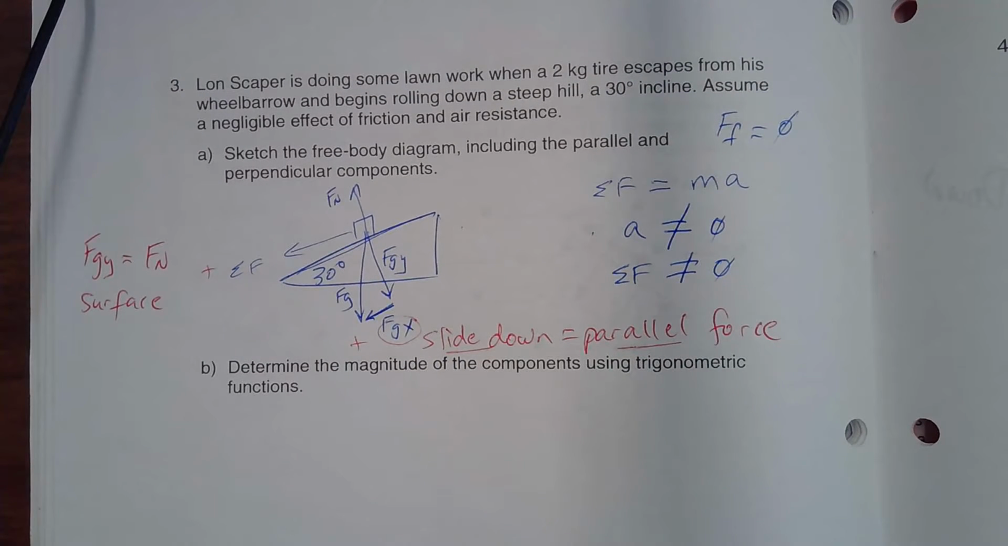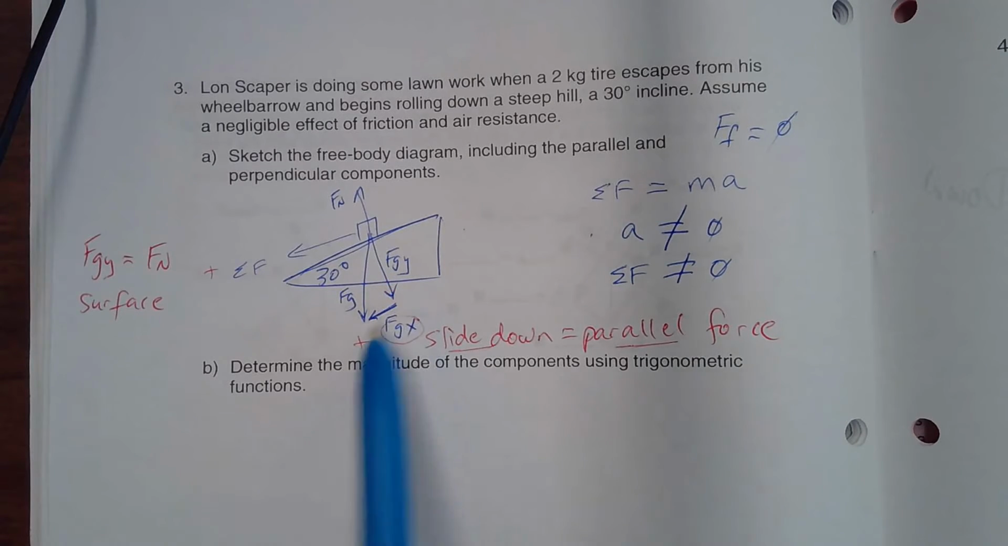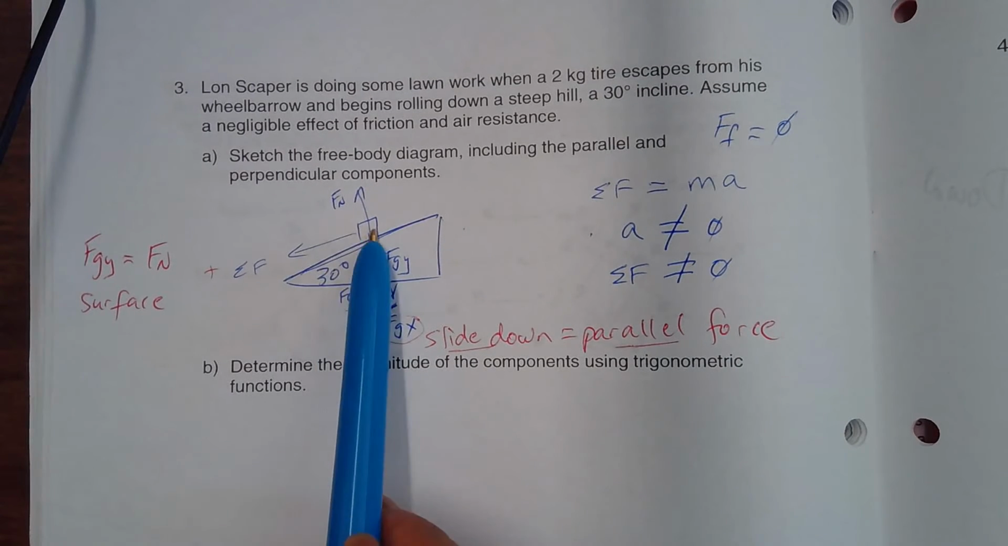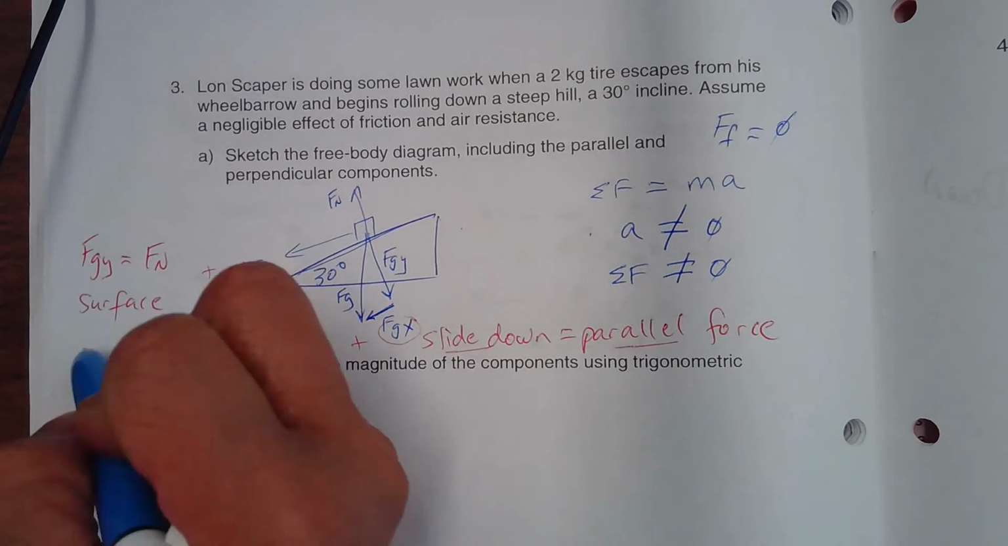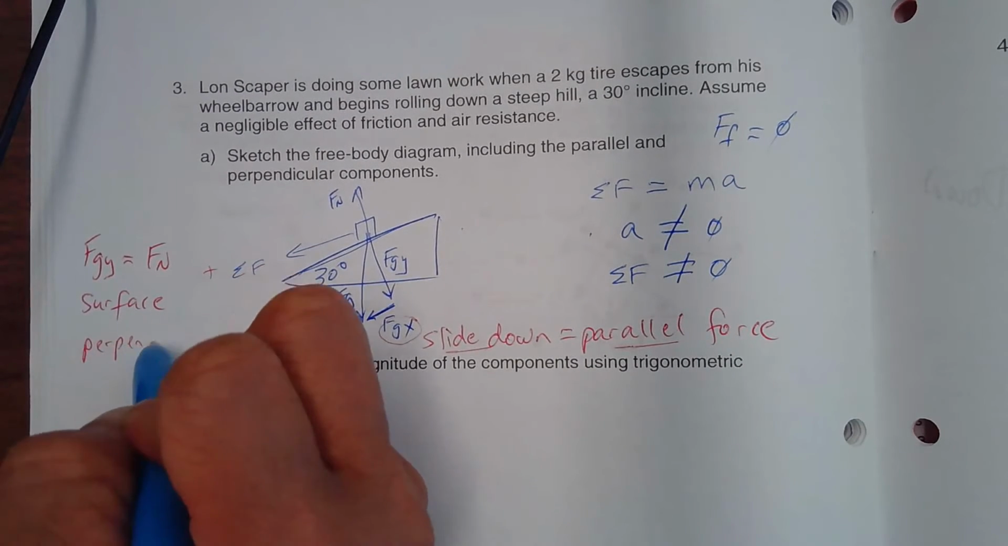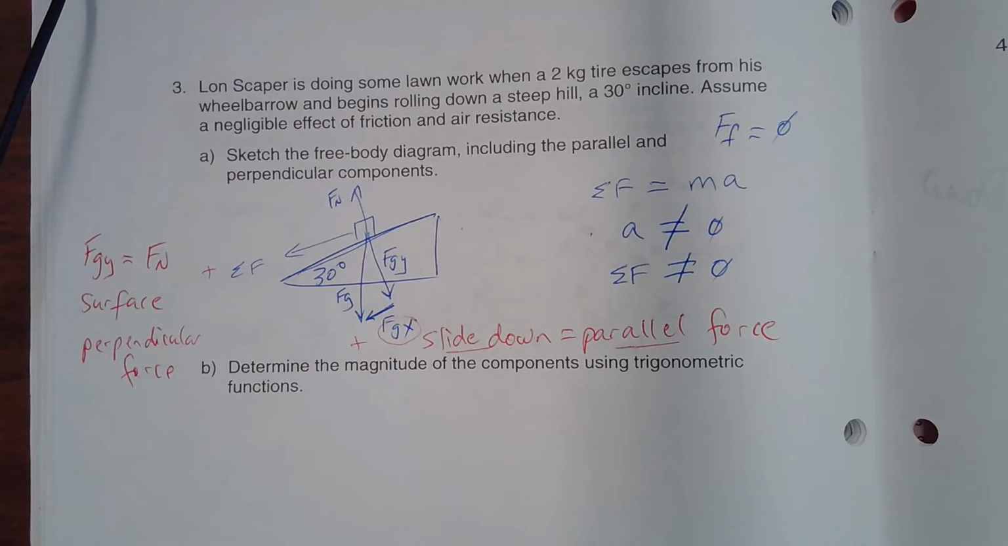The normal force is just the surface pushing up on that box. It's called the F of N. So that FG of Y is the force coming from gravity. It's a fraction of gravity that is pulling down on that box that is perpendicular. This is called the perpendicular force. Okay? All right, so those are the jobs of that.